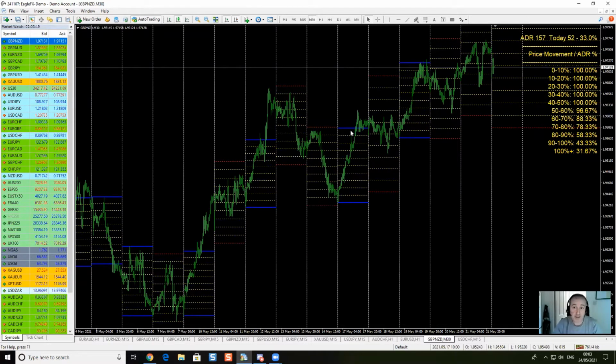Gives you a better TP. And it gives you a better chance of hitting that TP within the same day. You don't really want swap fees and everything else for your MT4. Okay, so another reason.